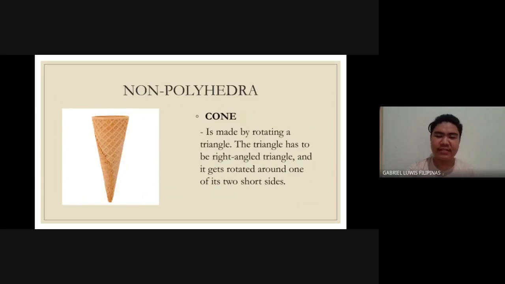And another one is the cone. It's made by rotating a triangle. The triangle has to be a right-angled triangle, and it gets rotated around one of its two short sides. So as we can see, it is a triangle. It is shaped like that. So when you roll it, it will become a cone.